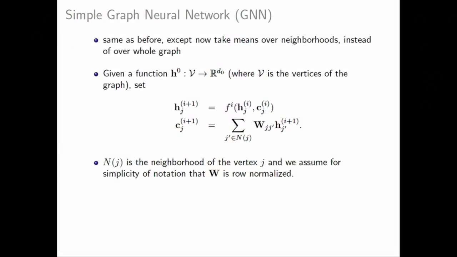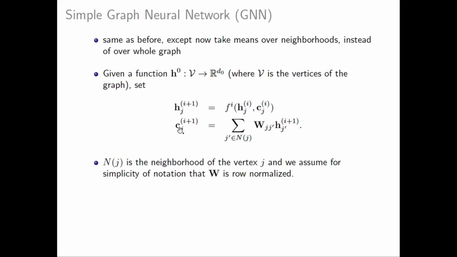The graph neural network is the same thing. We don't change a single thing, except now, instead of taking a mean over everybody, you just take a mean over your neighbors. So here, again, we're going to have a function, h0, from the vertices of the graph to R^d. And we're going to perform the updates just like before. The h at the next layer, at the position j, is given by some function of the current hidden state at that location and everybody else's activation.